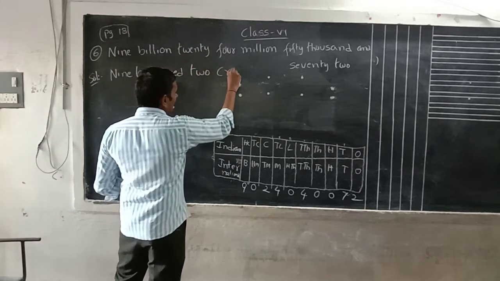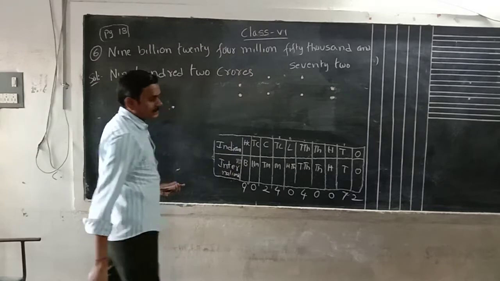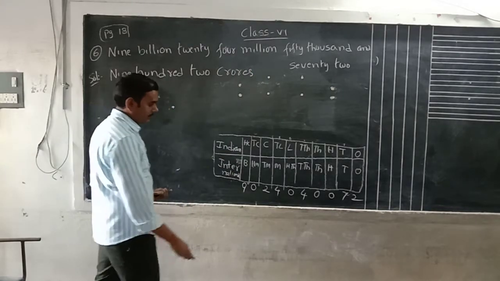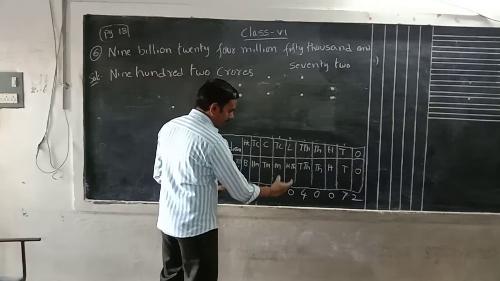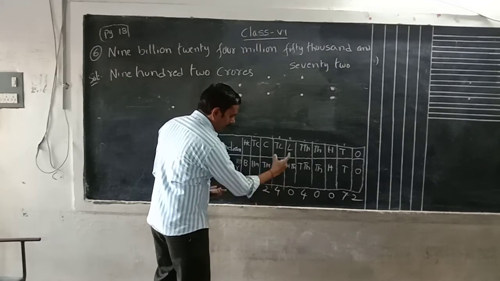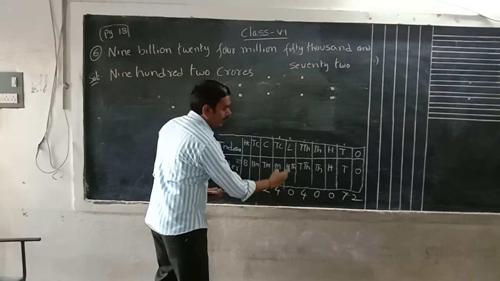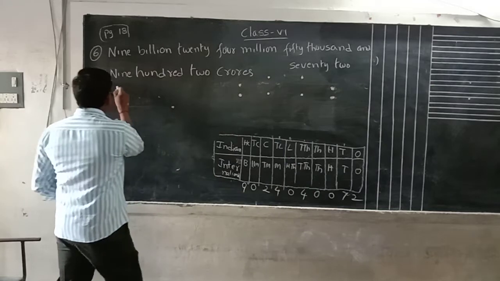Crores. We are writing in the Indian system, that's why I am writing crores. And in lakhs, what are the digits here? 40. 40 lakhs.